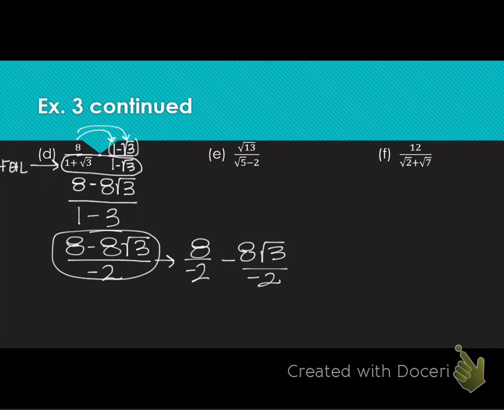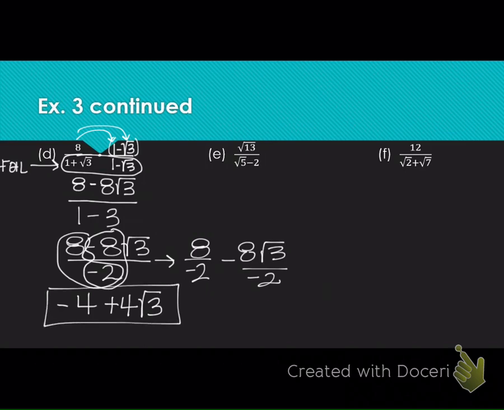So can I reduce 8, 8, and -2? What goes into all of those? 2. Okay? So let's think right here. What is 8 divided by -2? -4. What is -8 divided by -2? +4. And of course, I bring down that square root of 3. So there is my final answer.